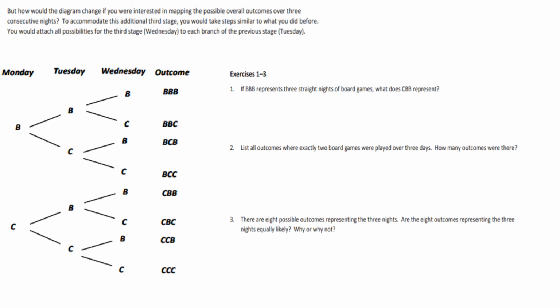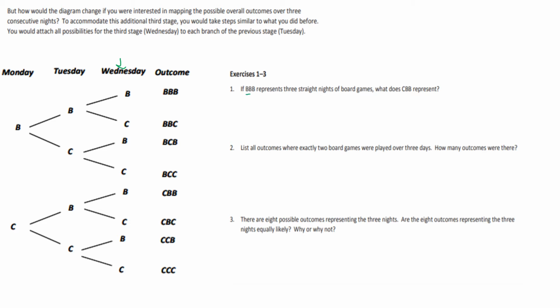So now we're going to expand on it and bring in Wednesday. How would the diagram change if you were interested in mapping the possible overall outcomes over 3 consecutive nights? To accommodate this additional third stage, you would take steps similar to what you did before. You would attach all probabilities for the third stage to each branch of the previous stage. So, kind of giving us a lot of information. Let's go ahead and look at our problems to see what they're asking me to do.